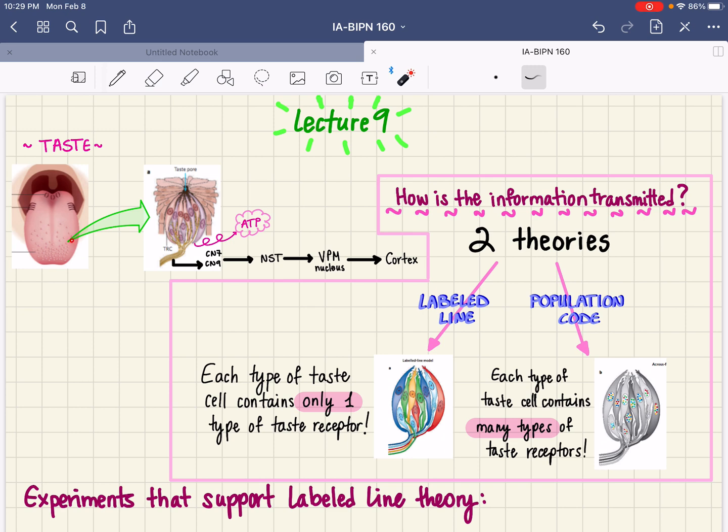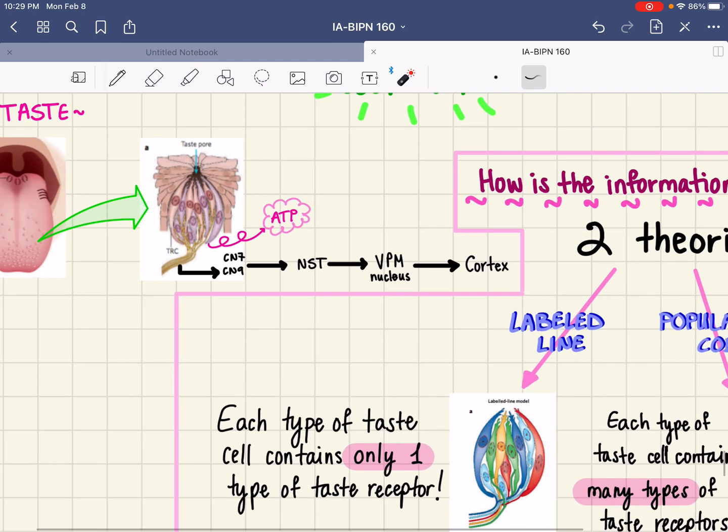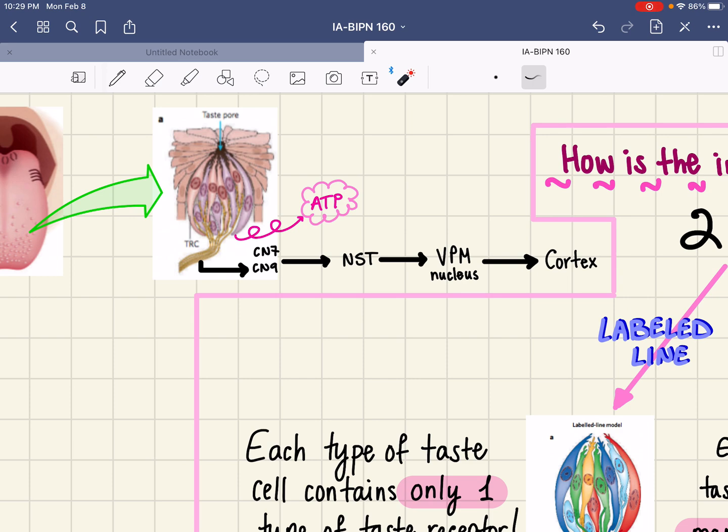And so if we zoom in on the tongue, we will see that there are many different papillae, and each papilla has a taste bud in it. This is a taste bud, and each taste bud has 3 to 4 taste receptor cells. Each of these cells will be releasing ATP as their neurotransmitter, and the ATP that they release will be stimulating the cranial nerve 7 or 9.